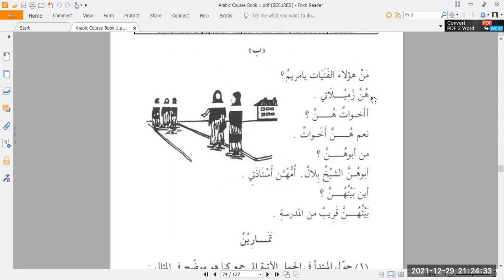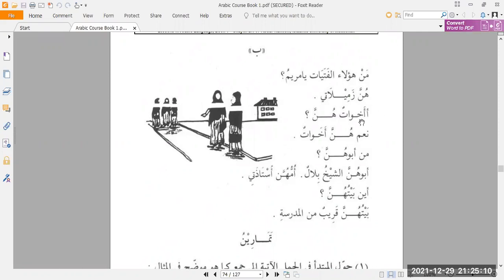But look at the words that will be used here, and then I'll give a summary when we complete. So zamilatun, but because of the ya of possession, means my female colleagues. Hunna zamilatun becomes hunna zamilati, because you are saying they are my colleagues.